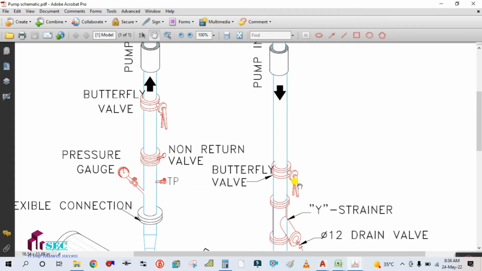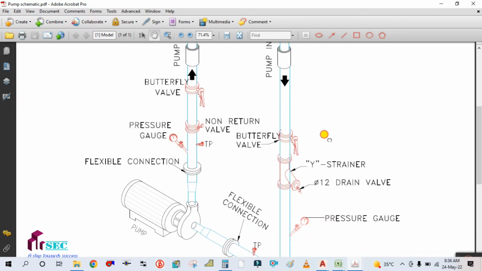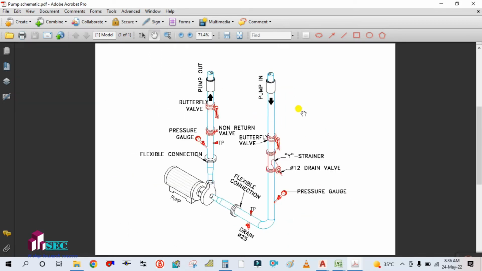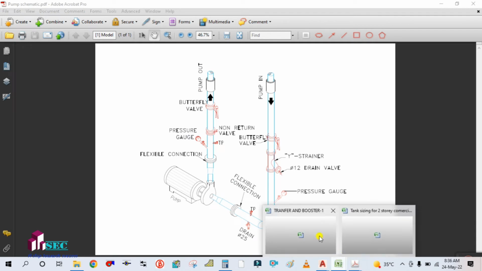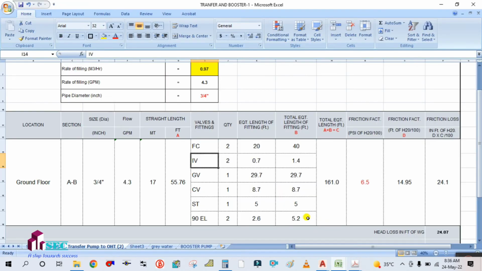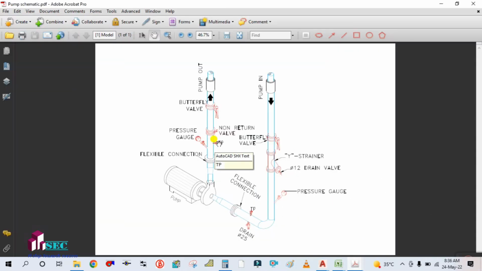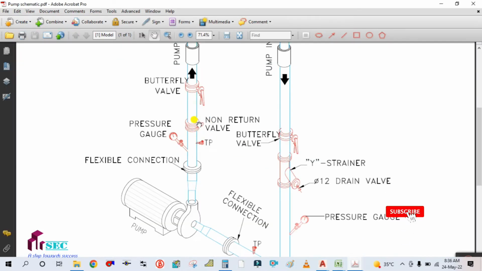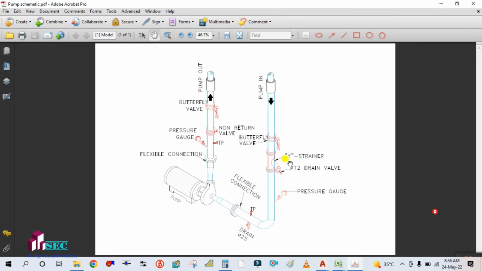You can see here in the suction and discharge lines, there are two butterfly valves installed, so isolation valve, two numbers. And this is your NRV. The next fitting is the NRV. A non-return valve is nothing but a check valve, and this is the strainer. In the suction line there is always a strainer, and in the discharge line an NRV.